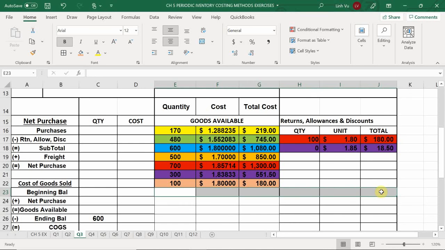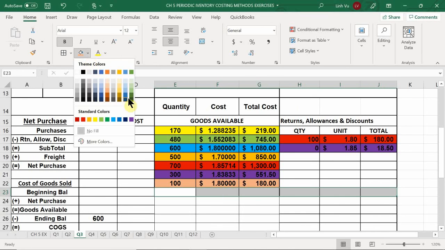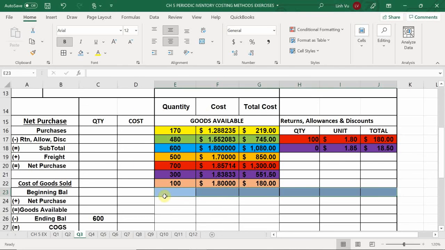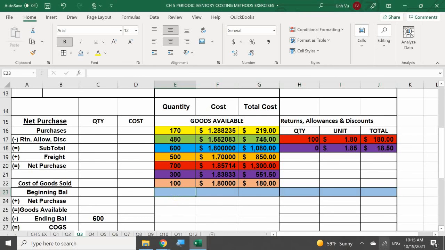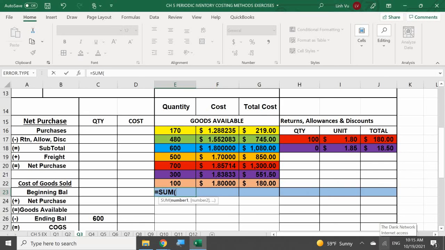So I'm going to sum up my grand total goods available as well as my returns and allowances. So equals sum. So how much is my total goods available? How much should I have available?